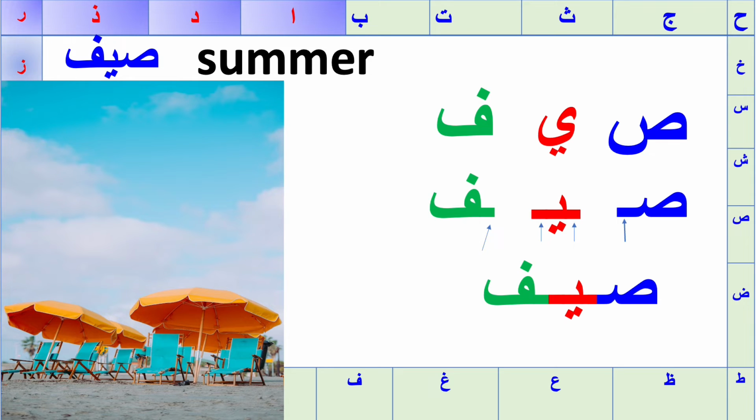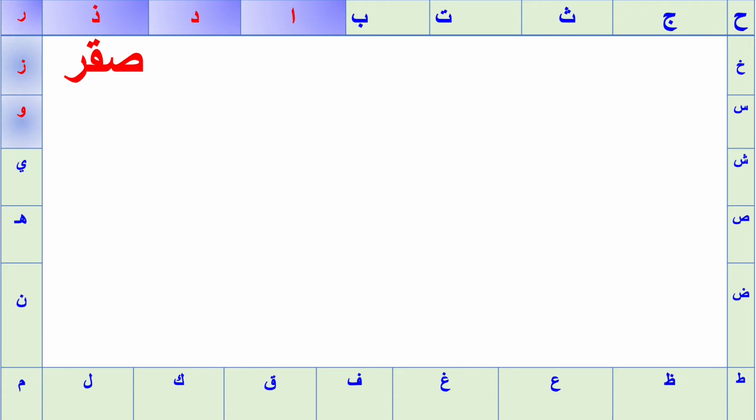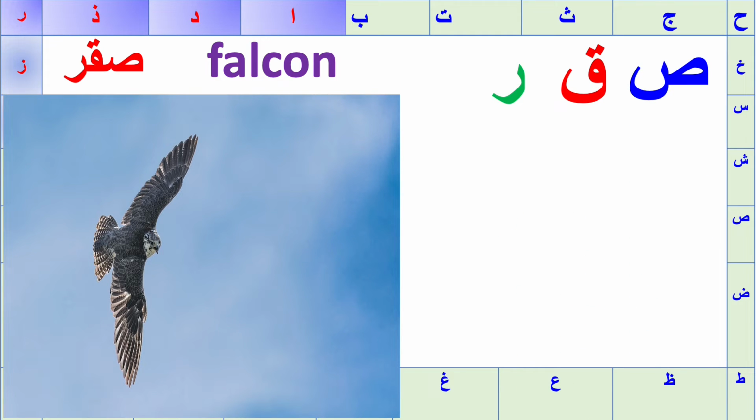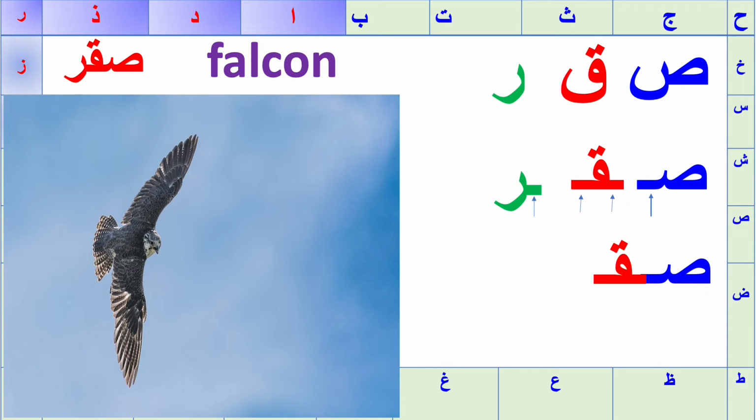Here is another example: saqr, falcon. The component letters are Saad, Qaf, Ra. Initial Saad, then the Qaf extending to the right and left, and finally Ra. Saqr. The final written form will look like this: saqr.